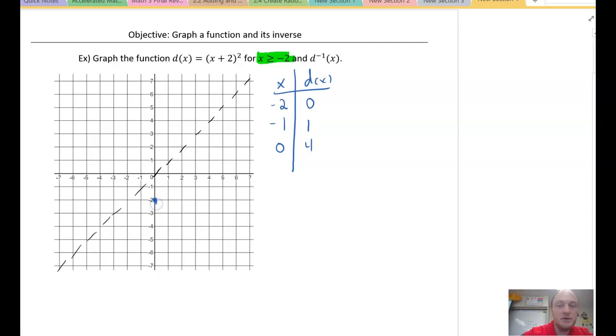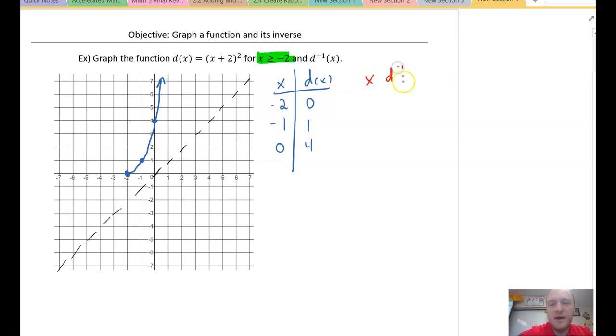So -2, 0, which is here. -1, 1, and 0, 4, which is here. And our function looks something like this. Hey, did you notice that it never intersects that line y equals x?